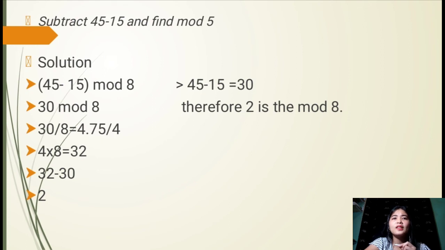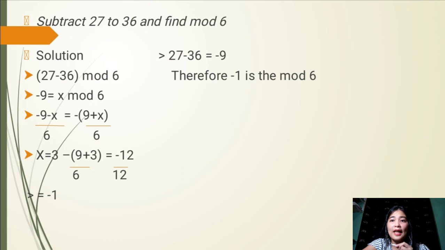But we only get the whole number, as always. Let's eradicate the decimal numbers. So we use 4 since it is a whole number and multiply it by the mod 8, and the result is 32. And just simply subtract 30 minus 32, and our mod 8 is equal to 0. Therefore, 2 is the mod 8.